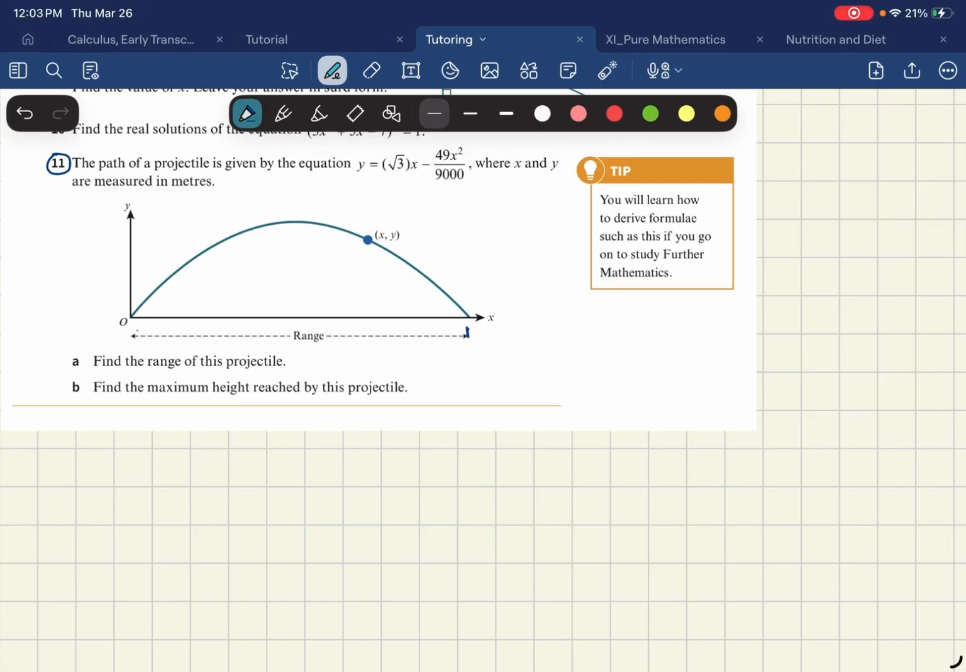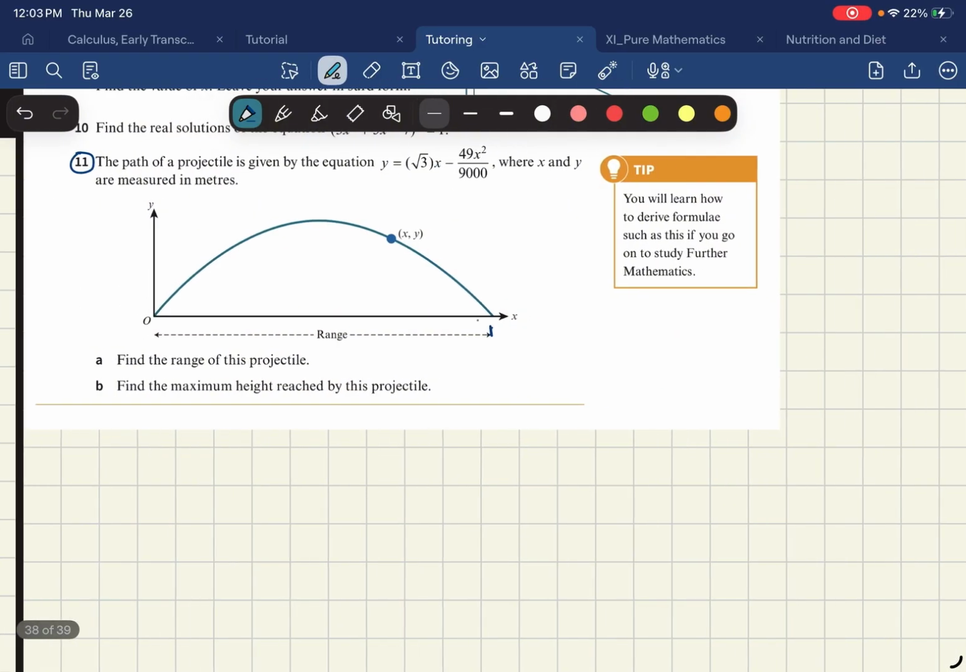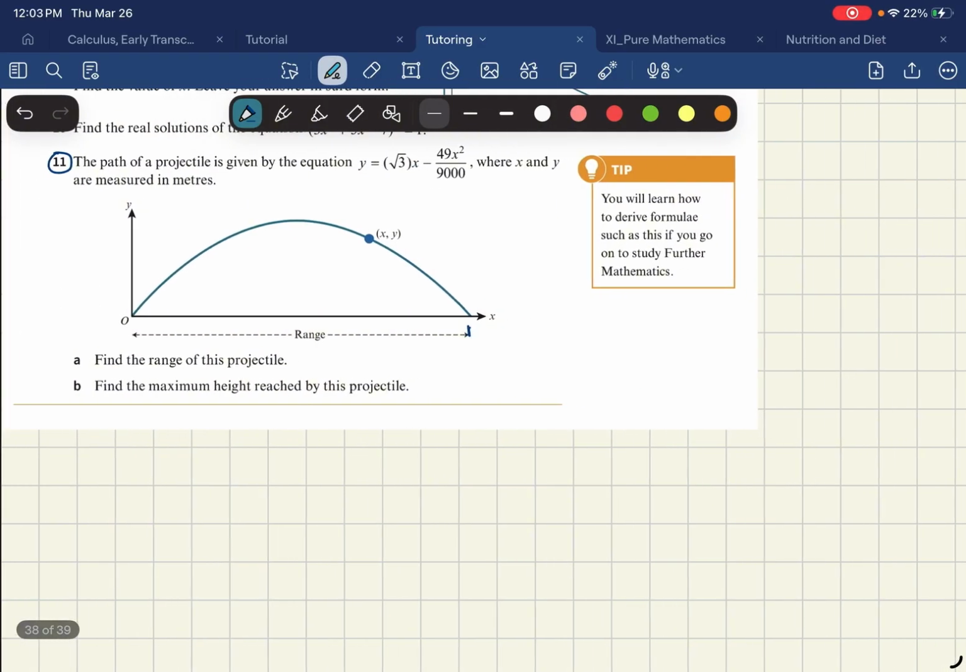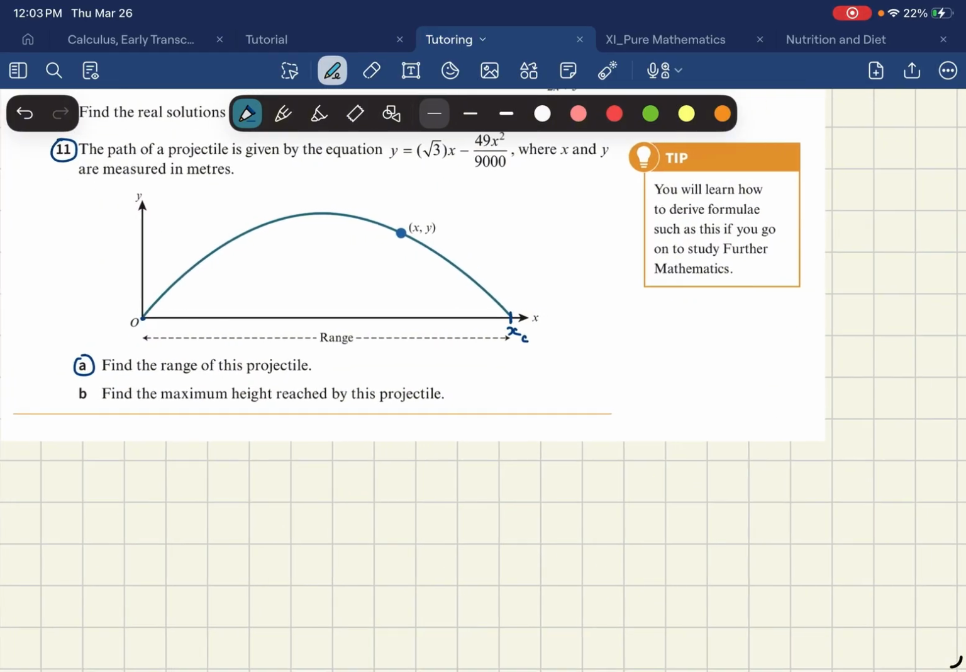So we have a projectile, and basically we are given the y coordinate with respect to the x coordinate, and we are given this diagram to help us. The question says find the range of this projectile. The range is just you start from point O and then you go to this end. So what is the x coordinate here? That is the question. Well, if you observe, we start at y equals 0 and we end at y equals 0, right? So y increases, reaches a maximum, and comes back to 0.